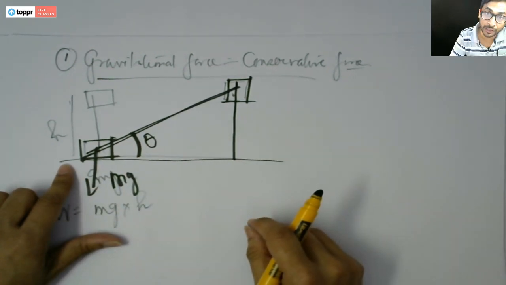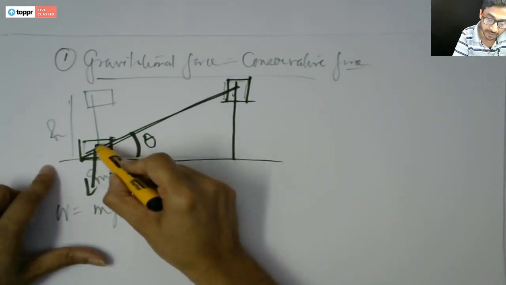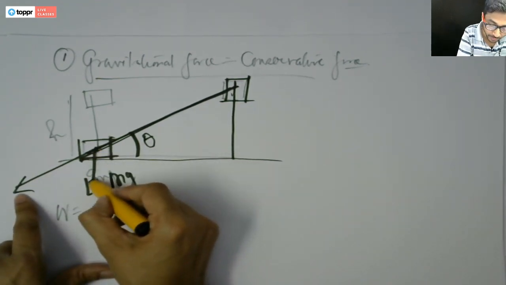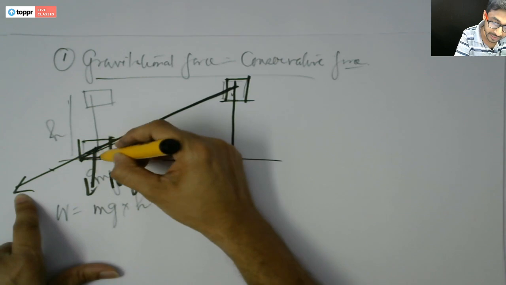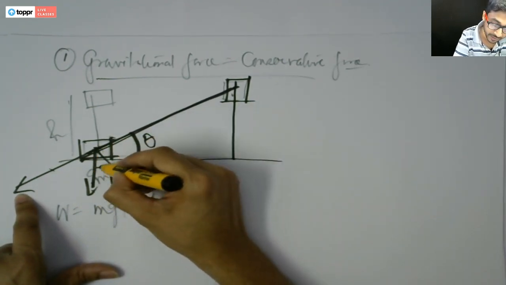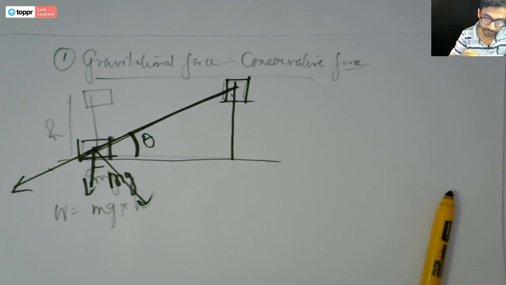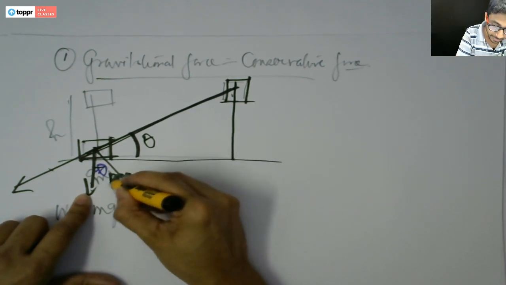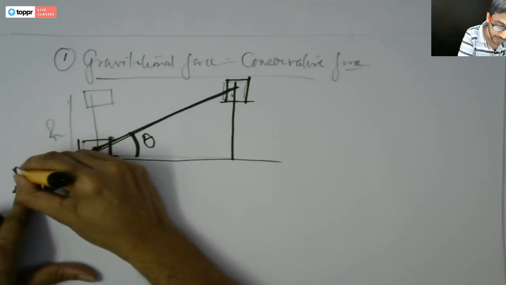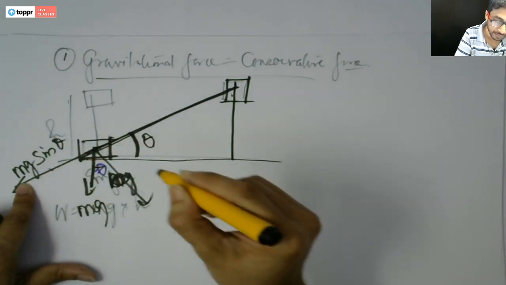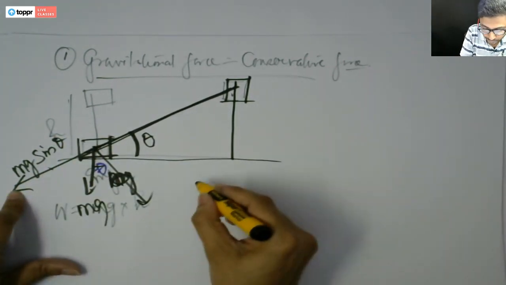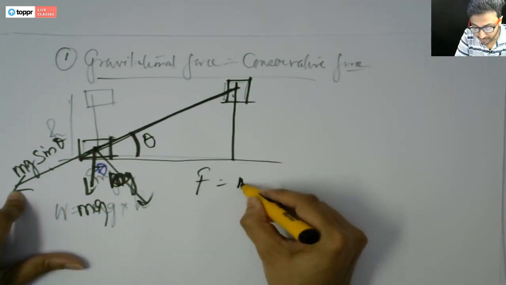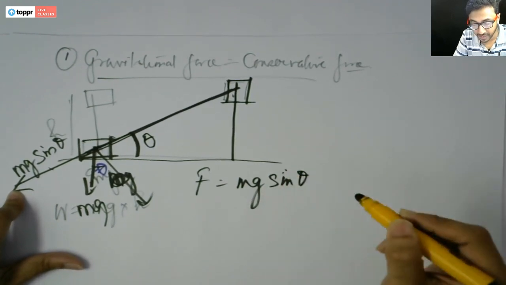So we need to definitely calculate the force in the direction of the displacement. Displacement is this. Now, if you see, we have to calculate the force in this direction. So if we draw this perpendicular, if this is theta, this is also theta, this is also theta, then definitely this is mg. So this will be mg sine theta. So the force component in the direction of the displacement is mg sine theta.